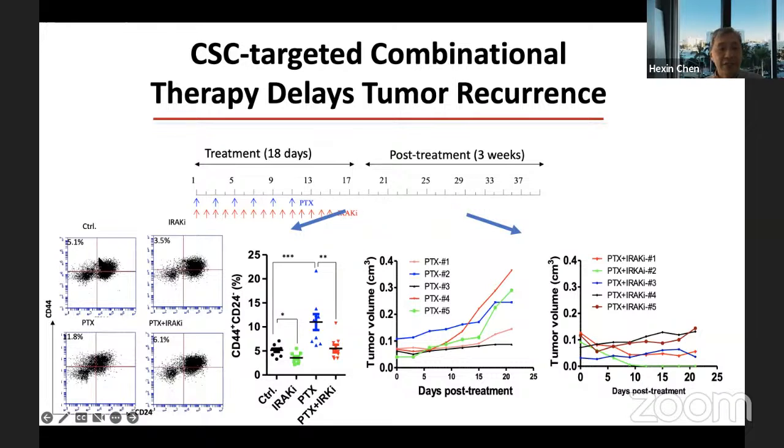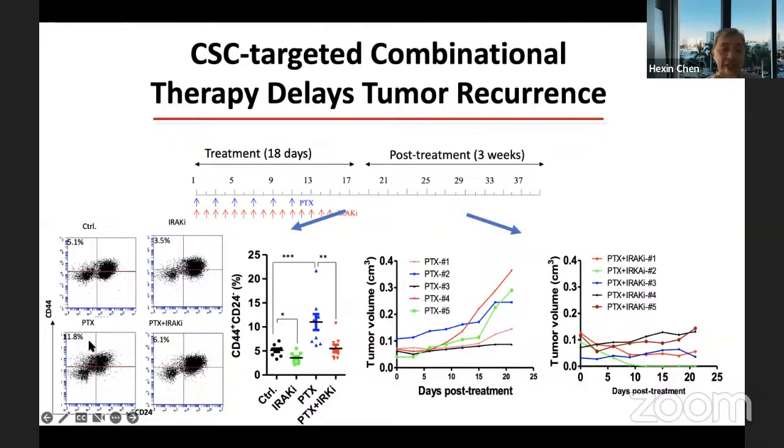At this stage, you can see the cancer stem cell population here. This is the control cells, with about 5.1% cancer stem cells. So for the IL-1 inhibitor, it can reduce the cancer stem cell content a little bit, from 5.1% to 5%. But interestingly, for the chemotherapy drug, we see this population expanded.